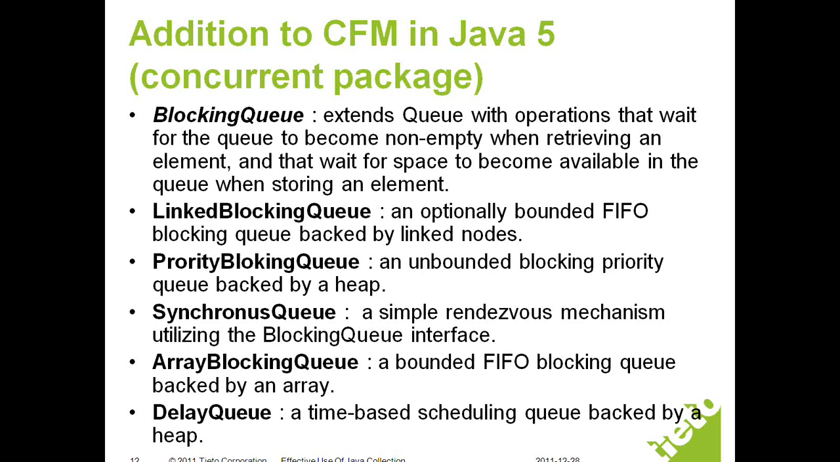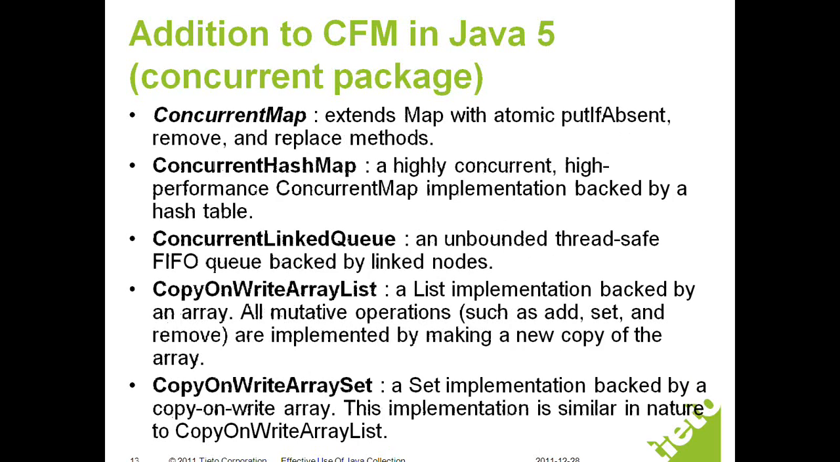Concurrent map: the concurrent map interface extends the map interface with atomic putIfAbsent, remove and replace methods, which were added. But mainly we can say it is the map which can work in a multi-threaded environment, and we can have multiple threads working on it. Concurrent hash map is a highly concurrent, high performance concurrent map backed by a hash table, which is an implementation of a concurrent map.